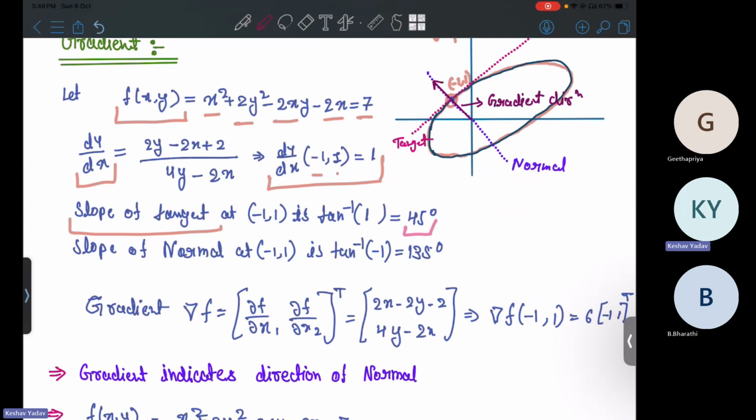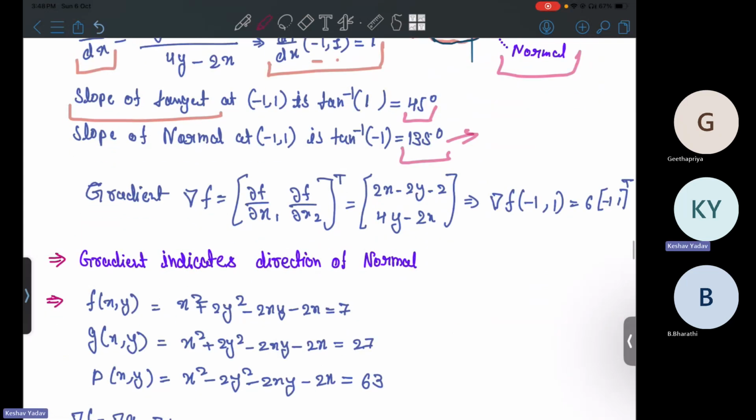So the normal will have how much angle? The normal will have 135 degrees. Okay. Now we find out the gradient. So the gradient will be what? The gradient will be del f upon del x1, del f upon del x2, transpose.